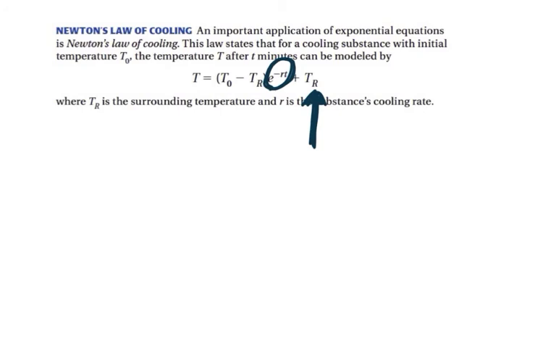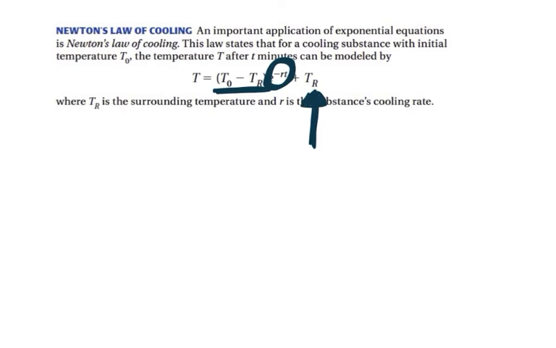T0 minus TR gives us the initial difference of the temperature. So this would be your initial value. This would be your exponential decay. So how much is left of the difference to the current temperature, to the room temperature?